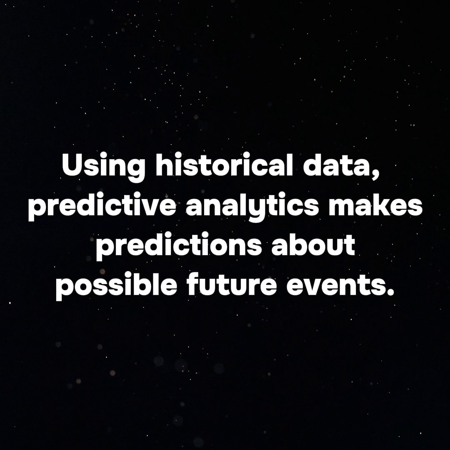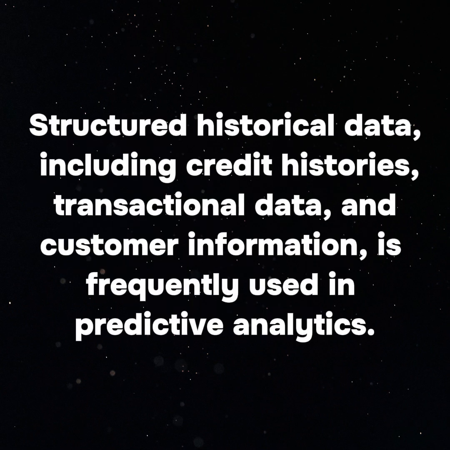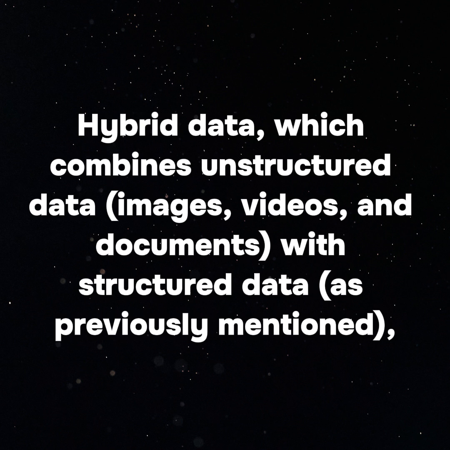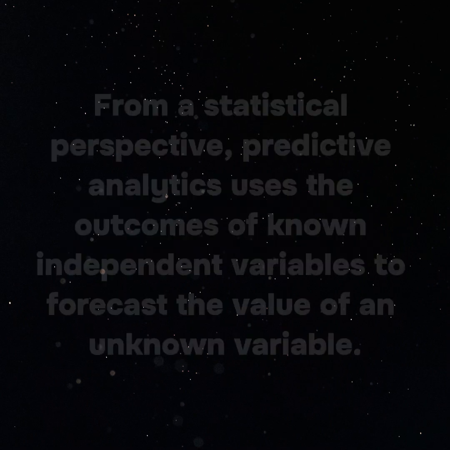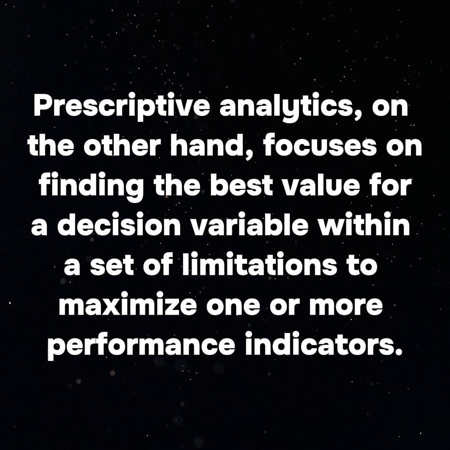Using historical data, predictive analytics makes predictions about possible future events. Prescriptive analytics generates precise, doable recommendations for these forecasts using various data. Structured historical data, including credit histories, transactional data, and customer information, is frequently used in predictive analytics. Hybrid data, which combines unstructured data, images, videos, and documents with structured data, is frequently used in prescriptive analytics. From a statistical perspective, predictive analytics uses the outcomes of known independent variables to forecast the value of an unknown variable. Prescriptive analytics, on the other hand, focuses on finding the best value for a decision variable within a set of limitations to maximize one or more performance indicators.